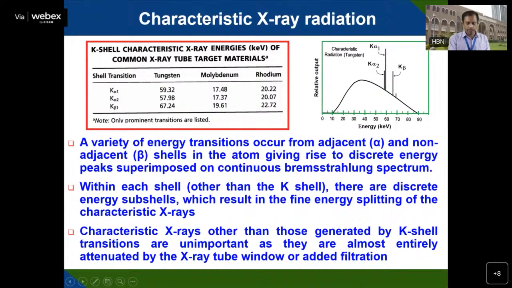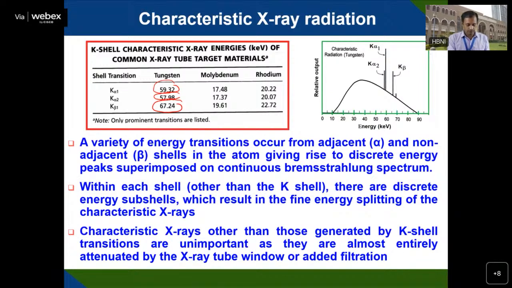So you can see a variety of transitions occur between adjacent shells, alpha, and non-adjacent shells, beta, in the atom. There is a transition between K alpha 1 and K alpha 2, and they have different binding energies. In the case of tungsten, K alpha 1 is 59.2, K alpha 2 is 57, and K beta is higher, 67. Within each shell other than the K shell, there are discrete energy subshells, which result in fine energy splitting of the characteristic X-ray.